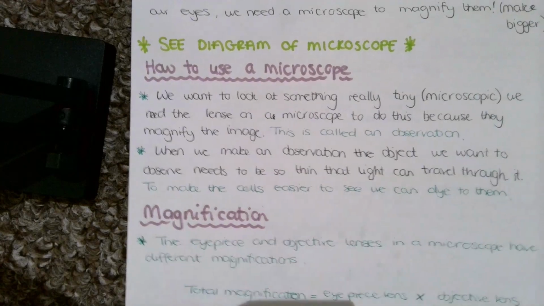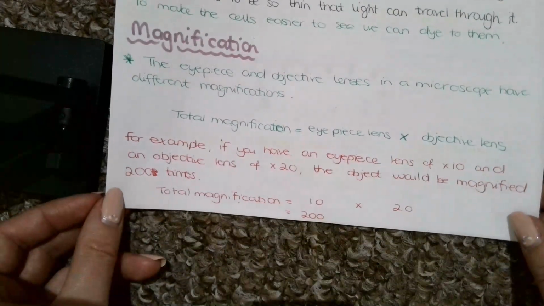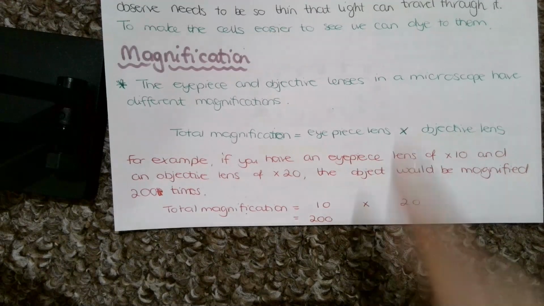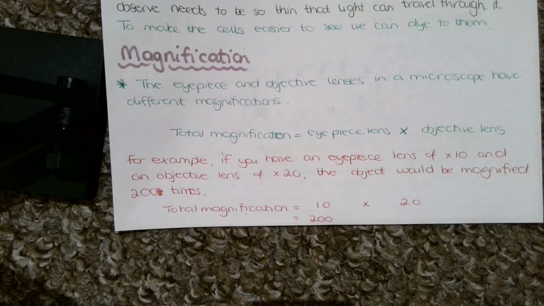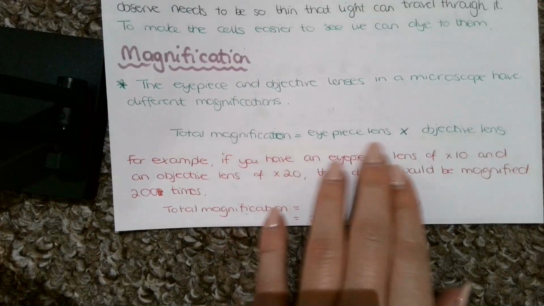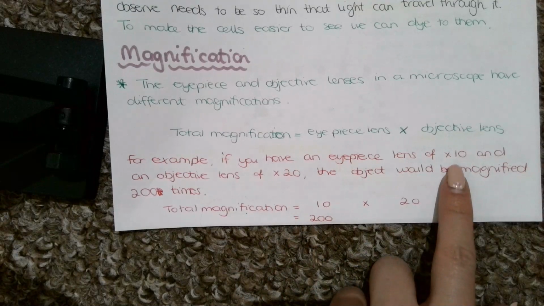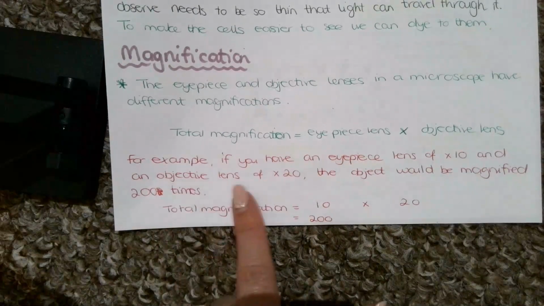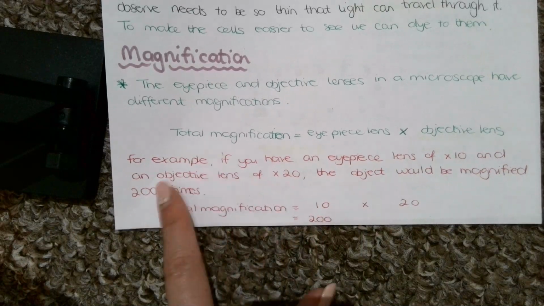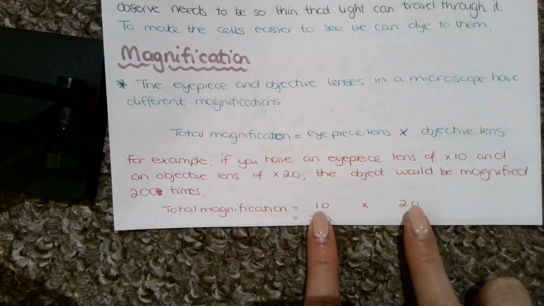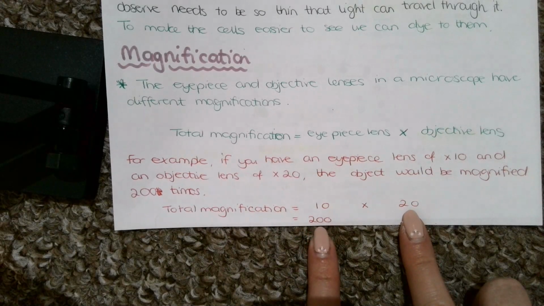Now, calculating magnification, you need to know how to do this, and you will get exam questions on it. So the eyepiece and the objective lens in the microscope have different magnification levels, and they will change every time you spin that objective lens around. So I'm going to show you how to do it. The calculation for magnification is total magnification equals eyepiece lens times the objective lens. So for example, if you have an eyepiece lens that is times 10 magnification and the objective lens is times 20, the object will be magnified 200 times. So we put the 10 from the eyepiece and the 20 from the objective lens into the equation, and we come out with 200.